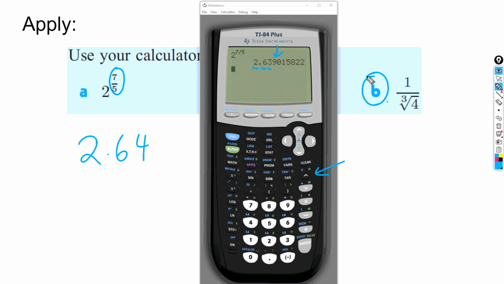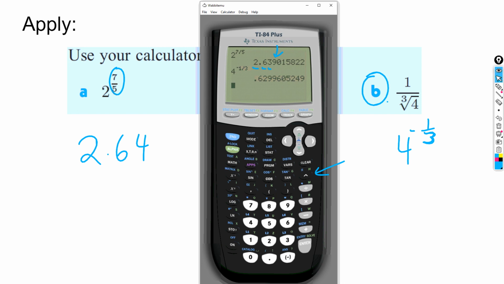We have 1 over the cube root, or third root, of 4. To start with, let's write it as a power, or using exponents. So 4 is our base. It's got a root of 1/3, but it was in the denominator, so our exponent has to be negative. So negative 1/3 is our exponent. Our base is 4. So we're going to type that in the calculator here. And so we have 4 to the negative 1 divided by 3. So 4 to the negative 1/3 power.